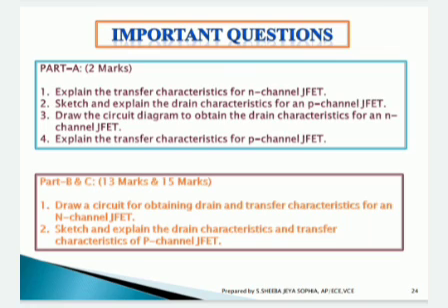And considering part B and C, first one, draw a circuit for obtaining drain and transfer characteristics of N-channel JFET. Second one, sketch and explain the drain characteristics and transfer characteristics of P-channel JFET. Yes, they may ask this question for 13 marks also. So you have to clearly explain what is meant by drain and transfer characteristics and how they are calculated for the N-channel JFET and P-channel JFET separately.